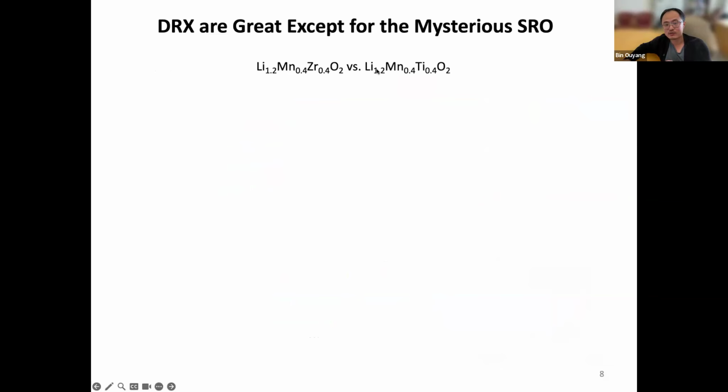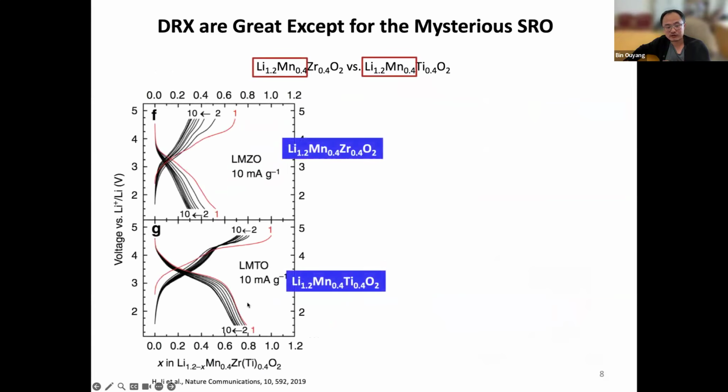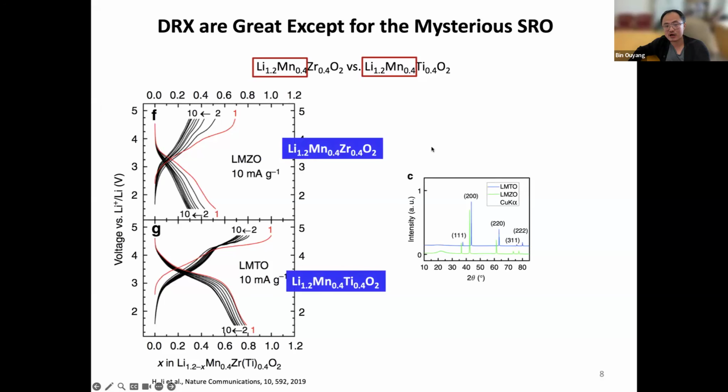These are two compositions, both disordered rock salt structures. They have the same amount of lithium. The redox centers are pretty much the same, manganese 3 to 4. But if you put them into batteries, they behave totally differently. Titanium and zirconium are redox inert here. They will not have redox.